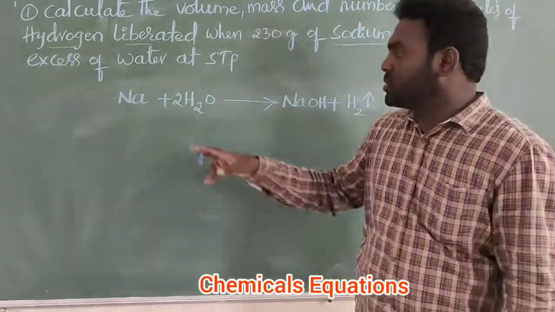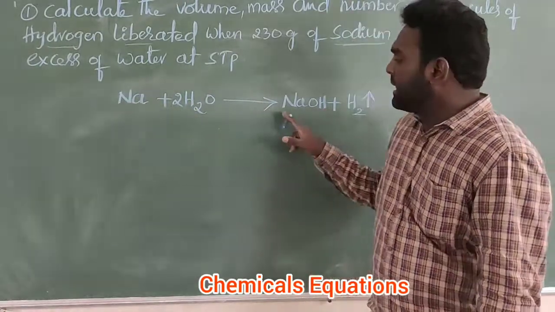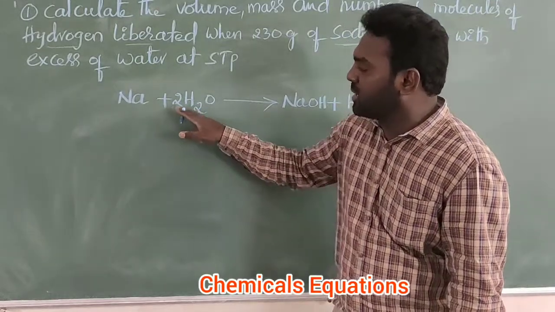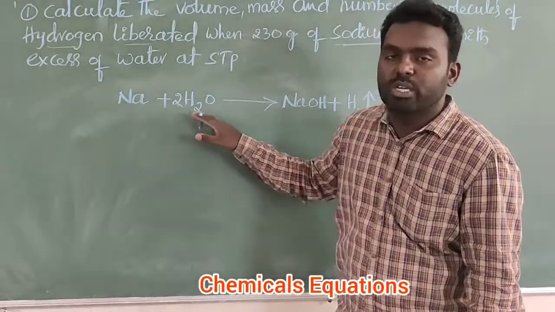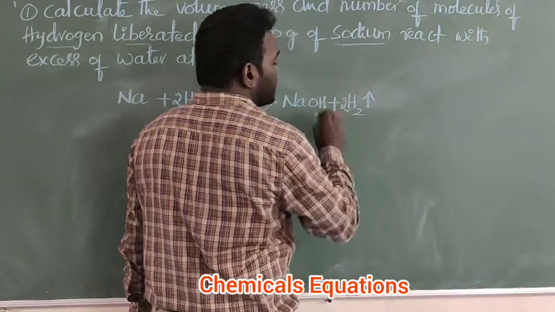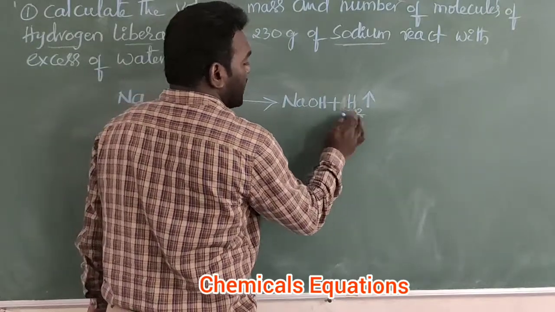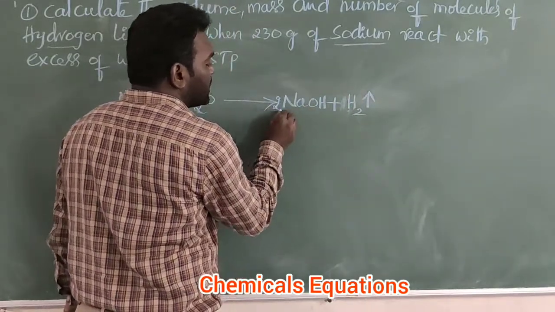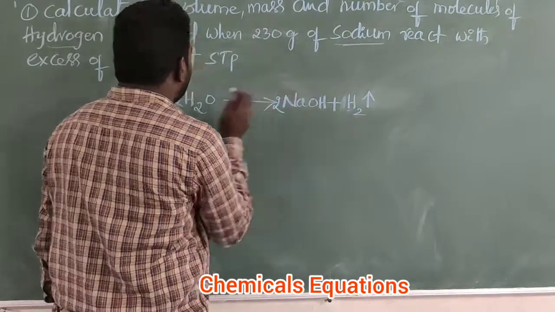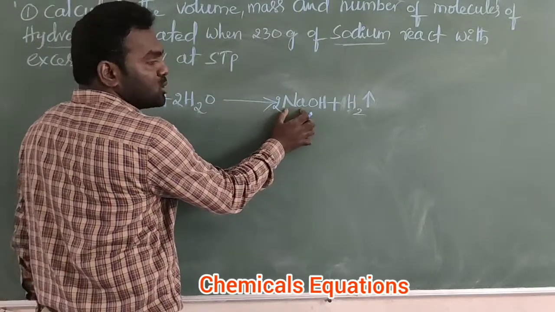So here, on the left hand side how many sodium atoms are there? 1. On the right hand side, 1. On the left hand side, hydrogen atoms are 2 into 2, so 4. On the right hand side there are 2. If you keep 2 here, then the number of hydrogen atoms is also 2 and 2, totally 4. Then if you keep 2 here, there are 2 sodium atoms on the left and 2 sodium atoms on the right.